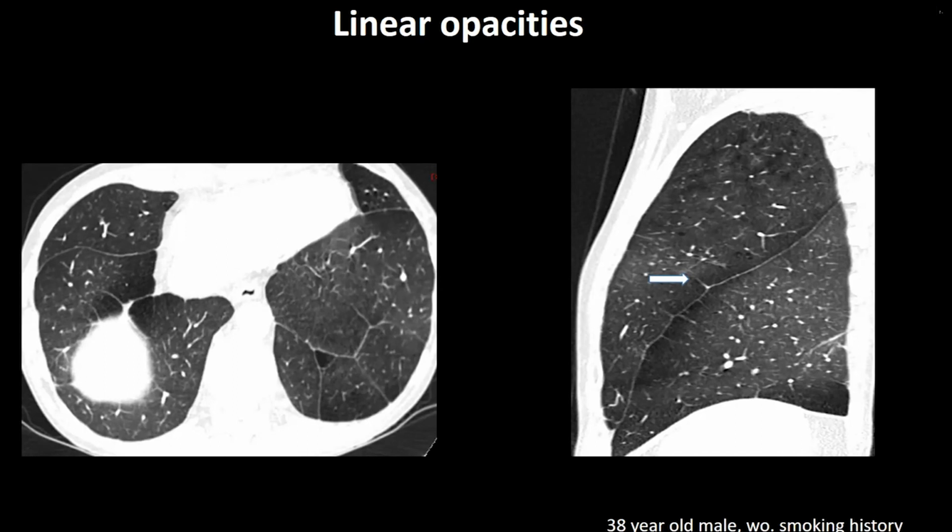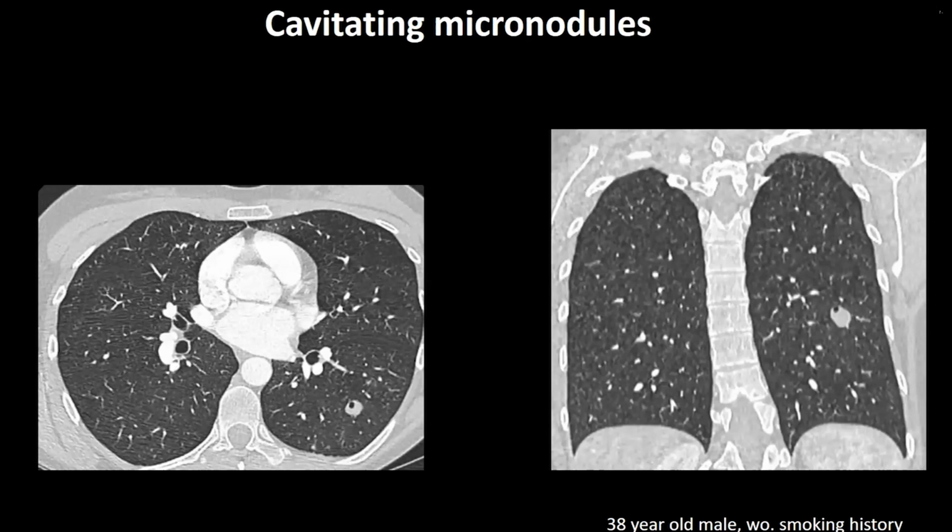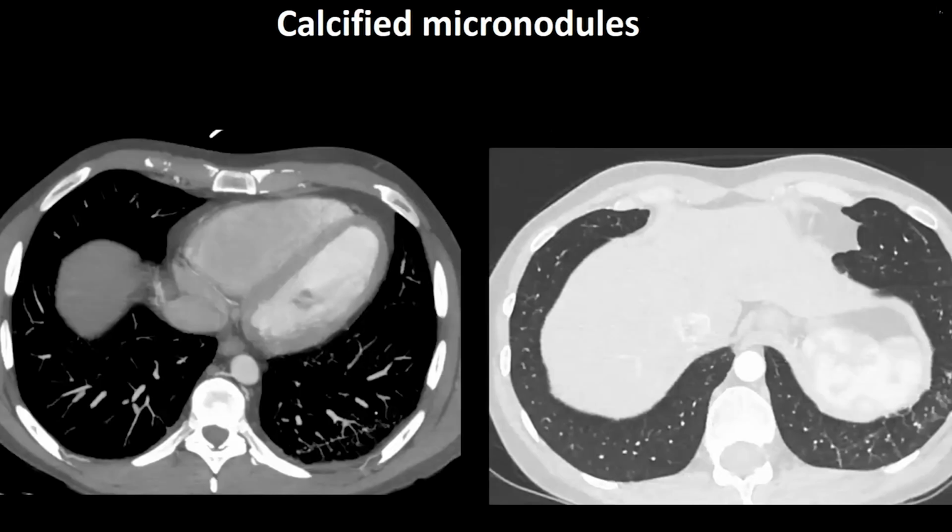Next slide, please. We have here a cavitating nodule, and the contrast corresponds to a bleeding, and the resorption is indicated by the presence of air, shown here in the left lower lobe. The patient has no smoking history. Next slide, please. These micronodules, these cavitating nodules, eventually evolve into small calcified nodules, as can be seen here. And this has been previously reported, and you also have these small calcified nodules here.